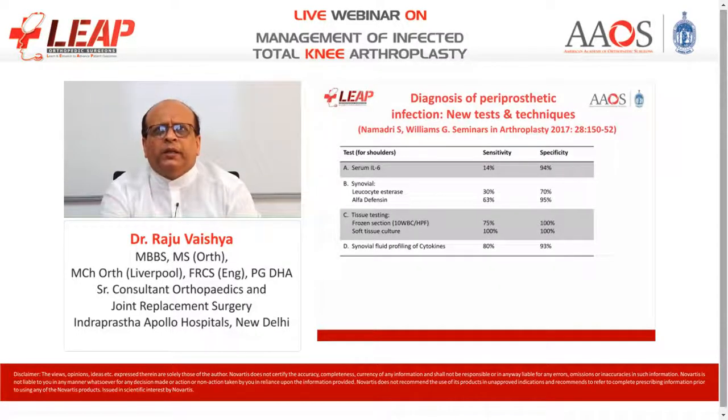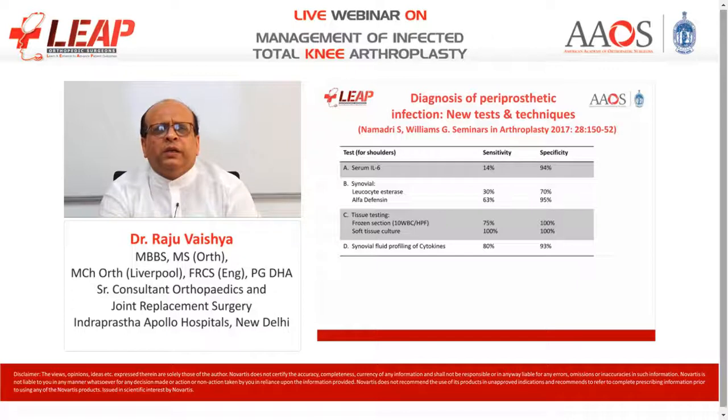There are several newer tests that have come up recently to diagnose periprosthetic infection. These are serum interleukin 6, which has a very high specificity of 94%. In the synovial aspirate, one can look for leukocyte esterase enzyme, again specificity is high at about 70%, but not as good as serum IL-6. And the most popular of the tests these days is alpha defensin, which is now available for commercial use and is highly specific to the tune of 95%.